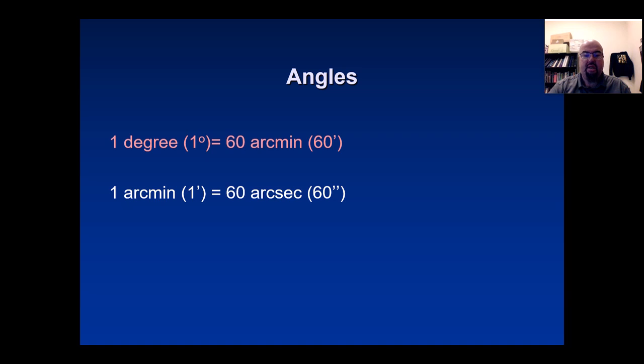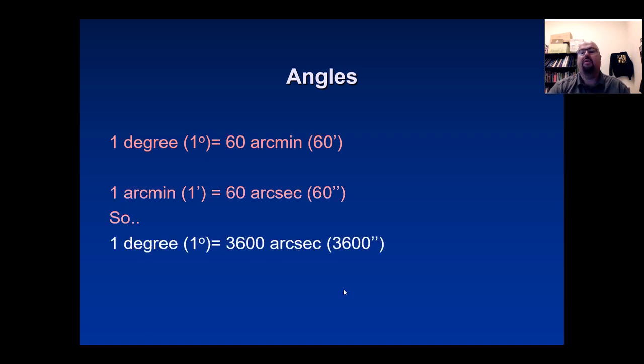Now, again, a degree is 60 arc minutes. 1 arc minute is 60 arc seconds. So 1 degree is 3,600 arc seconds. I hope this helps. This is, again, kind of just a quick breakdown of the different types of angular measurements used in this class.